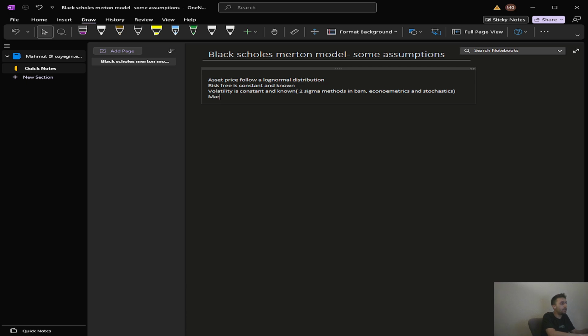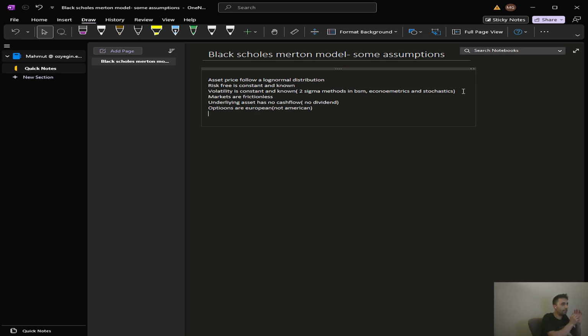And markets are frictionless, guys. This is really important. Try to understand it well. Another assumption is that the underlying asset has no cash flow, no dividends. Another one is that the options are European, not American. Of course, we will cover American options too, but for now you should understand European options with all the examples.